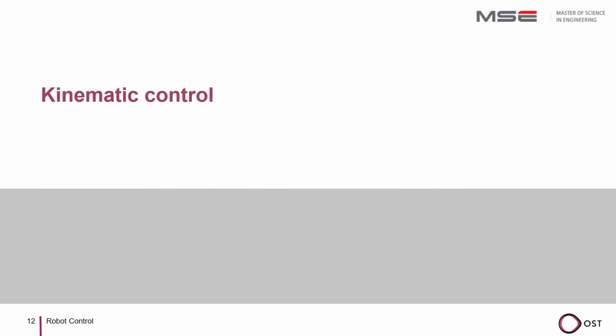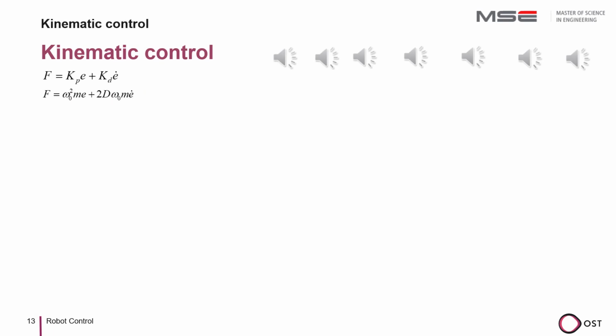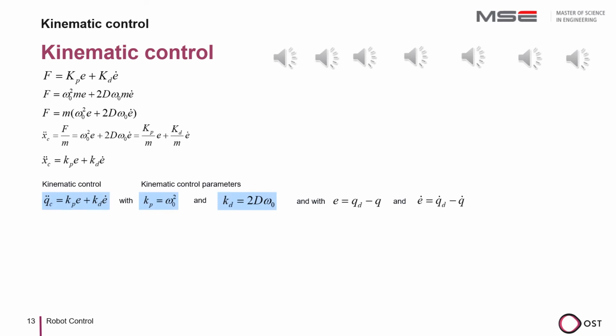As a next step, I would like to introduce the kinematic control. We have seen that F equals Kp e plus Kd e dot, and we can insert the found control parameters. In this equation, we can factor out M. We can also divide the whole equation by M, and since we divide the force by the mass, we get an acceleration as the output signal of the controller. We introduce new control parameters, which are the original ones divided by the factor M. This formulation is called kinematic control because only kinematic quantities appear in the equation.